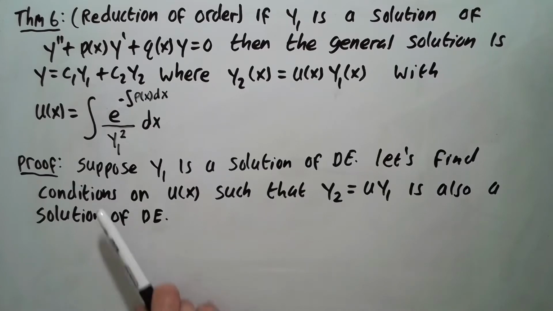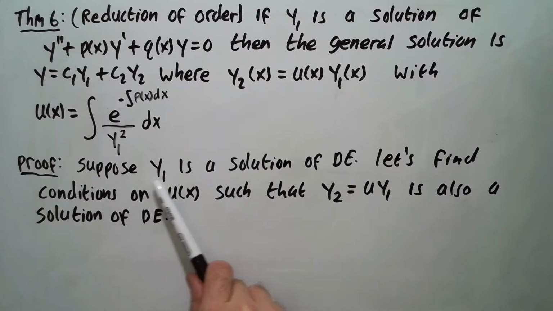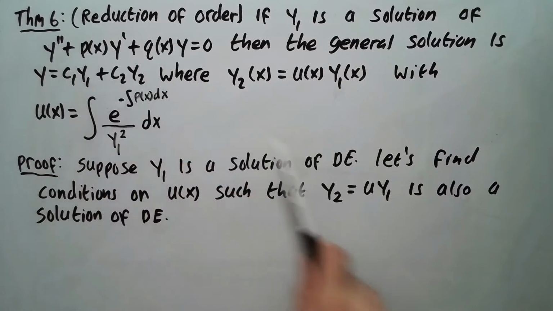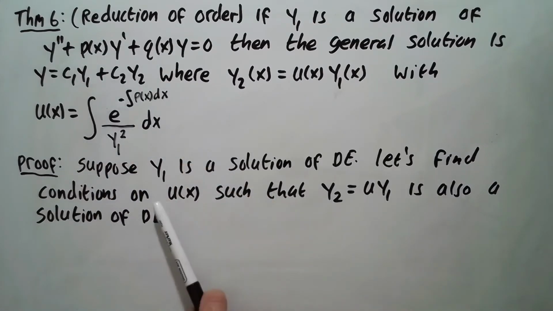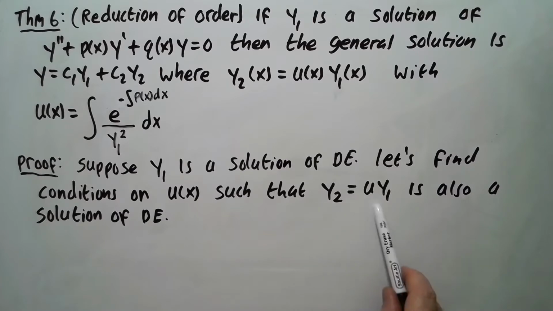Okay, so here's our proof. We're supposing y1 is the solution of this differential equation up here. And let's find conditions now on this u function such that y2 equal to u times y1 is also a solution of this differential equation. Okay, so let's take the derivative and second derivative of this guy here. So doing that we get then.